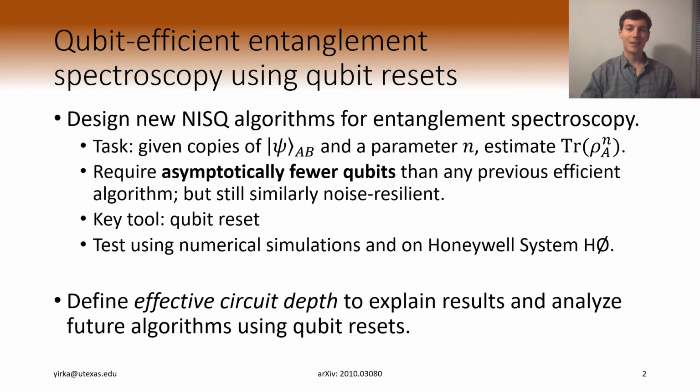I'll begin by summarizing the main contributions in our paper. First, we designed new NISQ-ready algorithms for entanglement spectroscopy. This task can be thought of as: given many copies of a quantum state on subsystems A and B, and a parameter n, estimate the trace of the nth power of the reduced density matrix rho A. The key feature of our new algorithms is that they require asymptotically fewer qubits than any previous efficient algorithm, while still remaining similarly noise resilient. This means they enable spectroscopy of larger quantum systems on NISQ devices than previously possible.